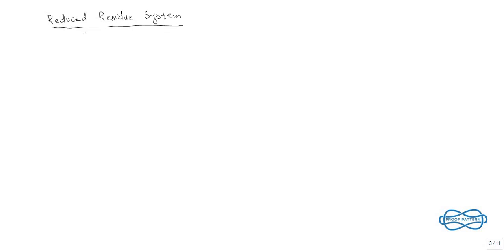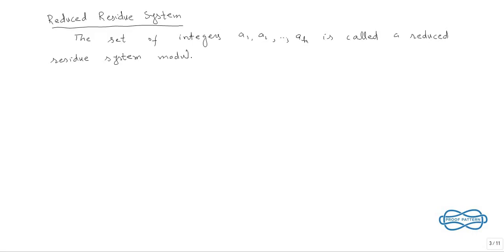Reduced residue system. Okay, the set of integers a1, a2 up to ak is called a reduced residue system modulo m, written as reduced residue system mod m, if the following conditions hold.